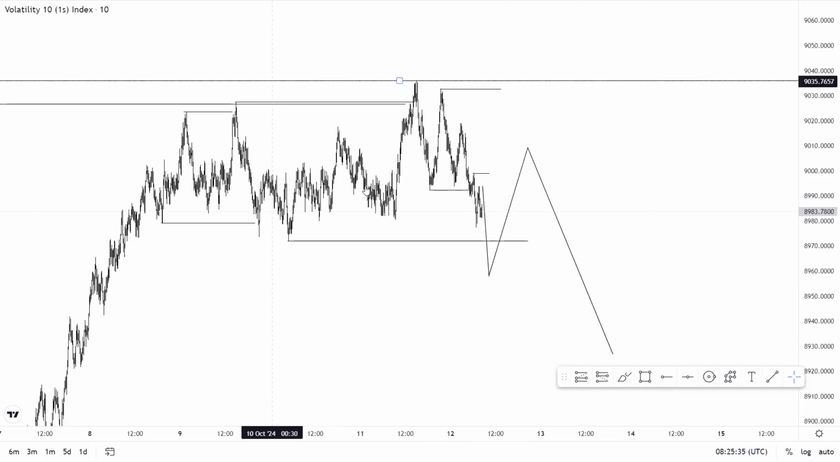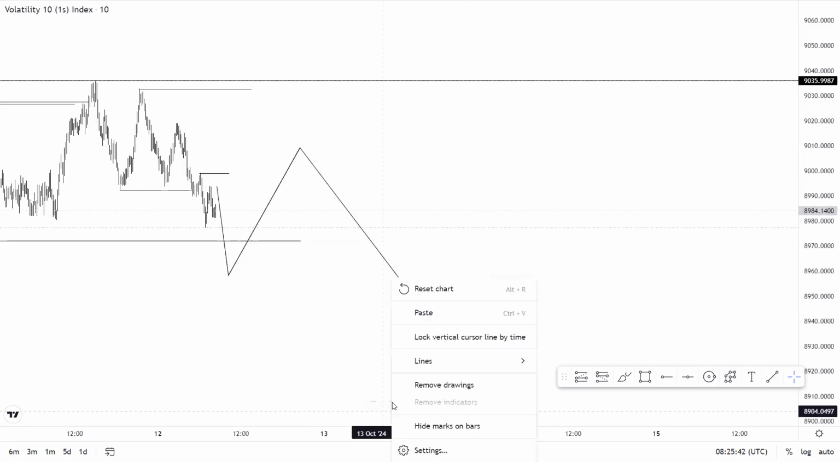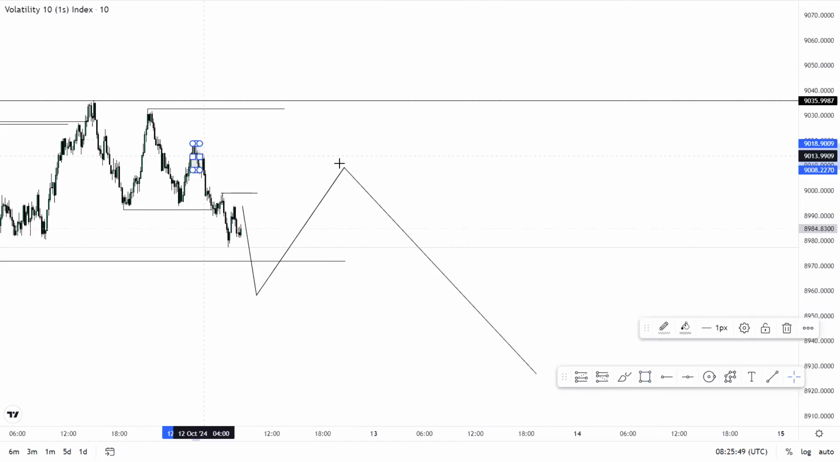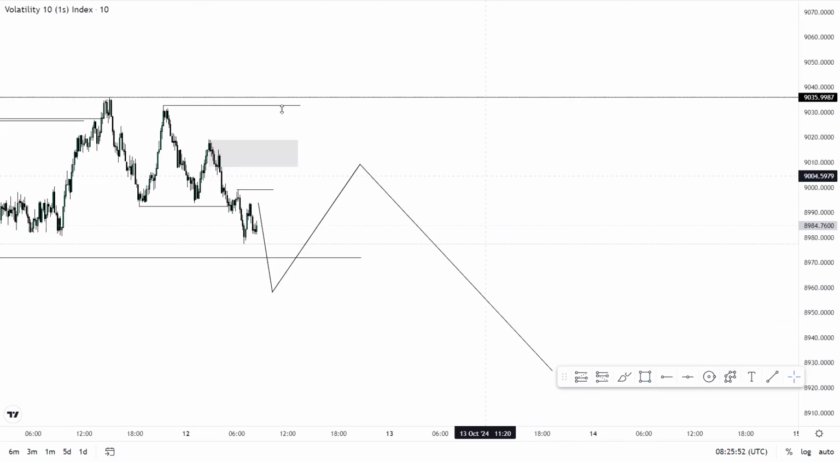If this particular low is broken before the high, then we're going to look for a sell continuation inside there. In fact, this particular POI, that's if market breaks that low, I'm going to be looking at this particular POI for a sell continuation.